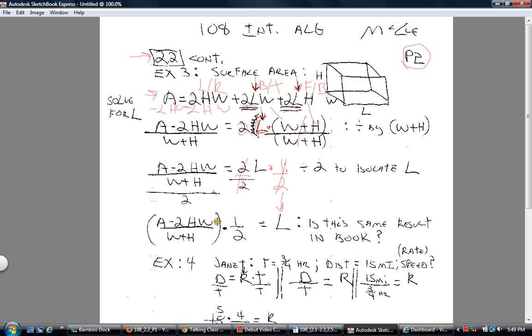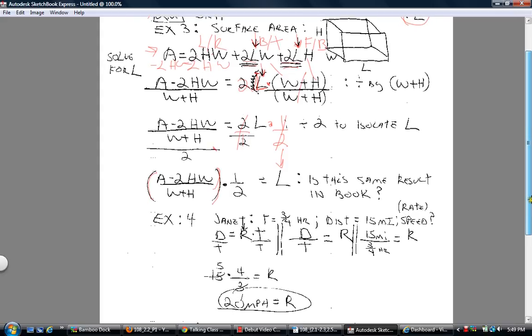And you take the whole quantity, area minus 2 times the height times the width, divided by the width plus the height, and you multiply that all by 1/2. That one gets a little wordy to talk about, but when you practice those problems, think of that reverse distributive property. That's the key part on that problem.